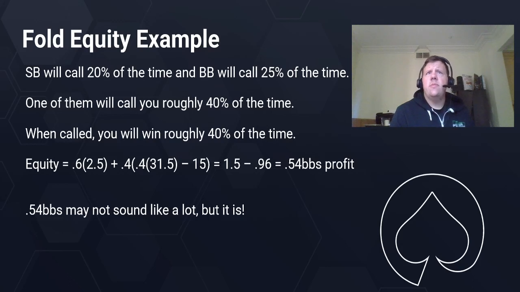So we get that. We multiply 80%, the time the small blind folds, times 75%, which is the time the big blind folds. You get roughly 40%. We've rounded these numbers to make it simpler math.